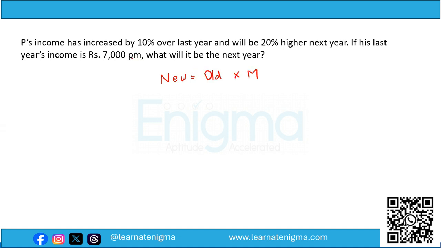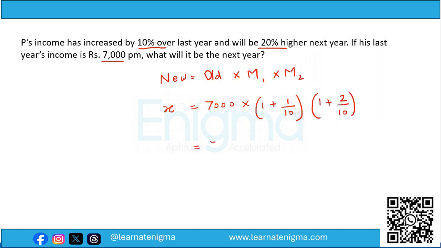Now, because the salary is increasing two times, there will be two multipliers, M1 and M2. Now, the old salary was 7,000. We have to find out the new salary. Let's assume it as X. Now, the salary is increasing, so the multiplier will be 1 plus the fraction equivalent of 10 percent, that is 1 plus 1 by 10. And next year it is increasing by 20%, so 1 plus 2 by 10.